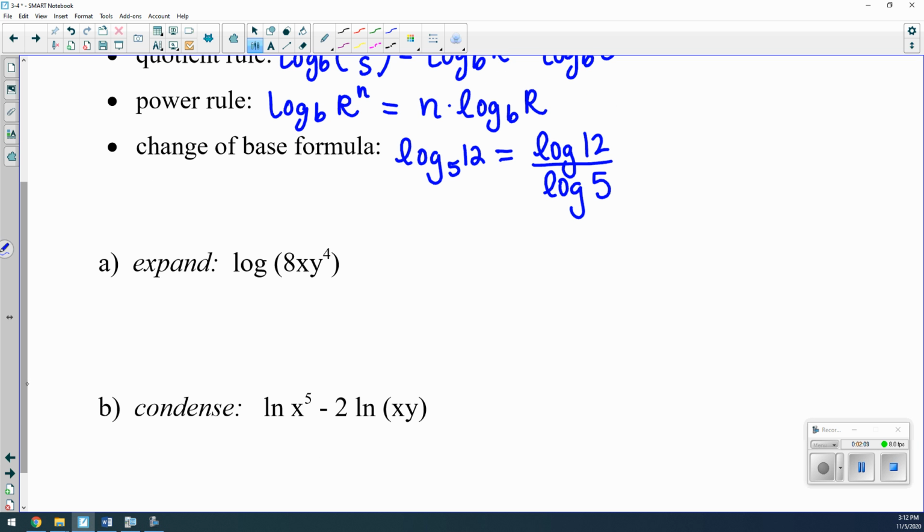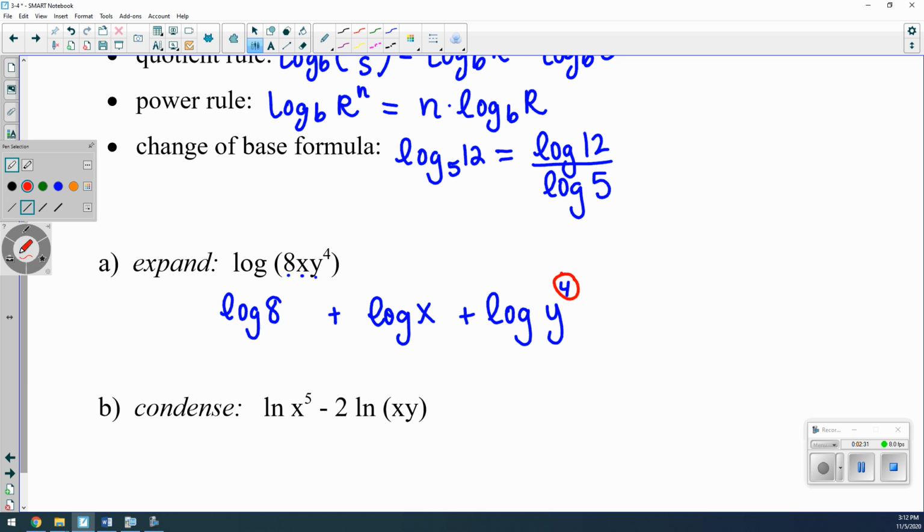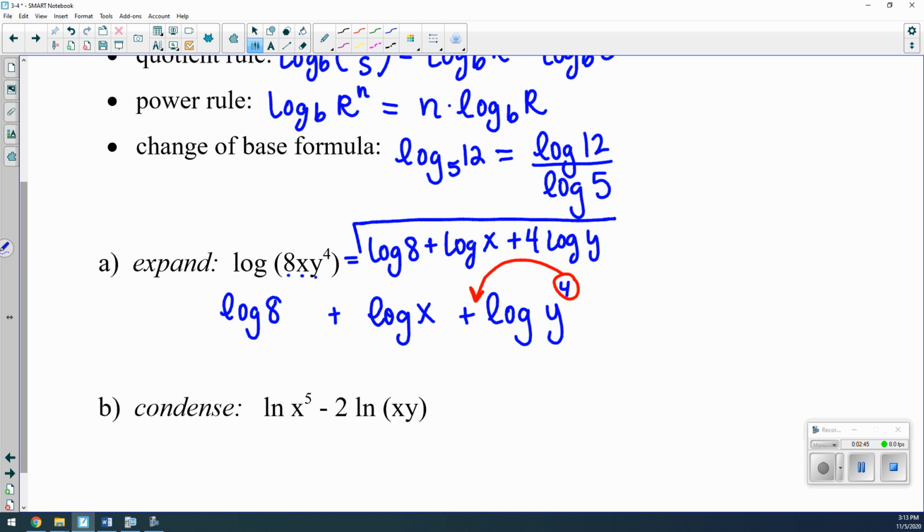I have three things, 8, x and y to the 4th, being multiplied together inside of that log. That means I'm going to write log base 10 or just common log 3 times, and I'm going to add together these three expressions. So the log of 8, the log of x, and the log of y to the 4th. But stop, hold your horses. You've got a power. If you have a power, it needs to drop in front. So my final answer will be, this can be rewritten as the log of 8 plus the log of x plus 4 times the log of y. That's how you would expand that expression.